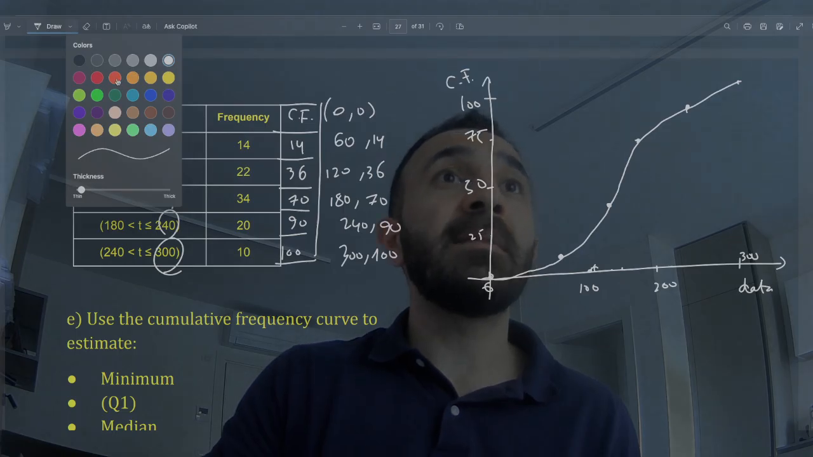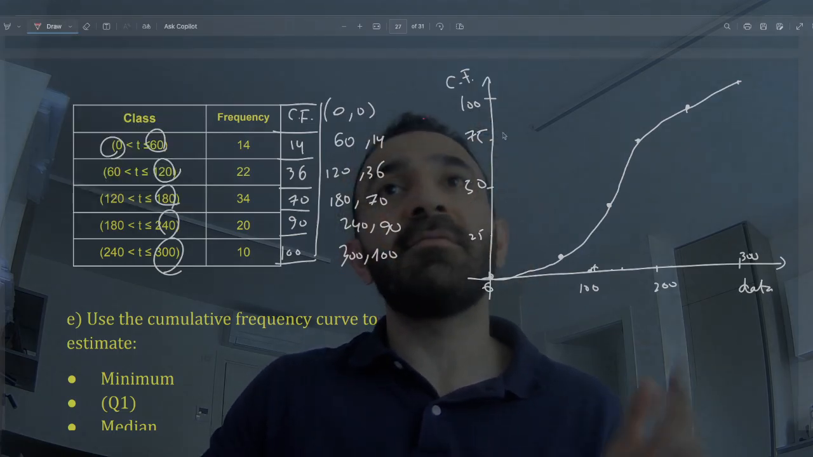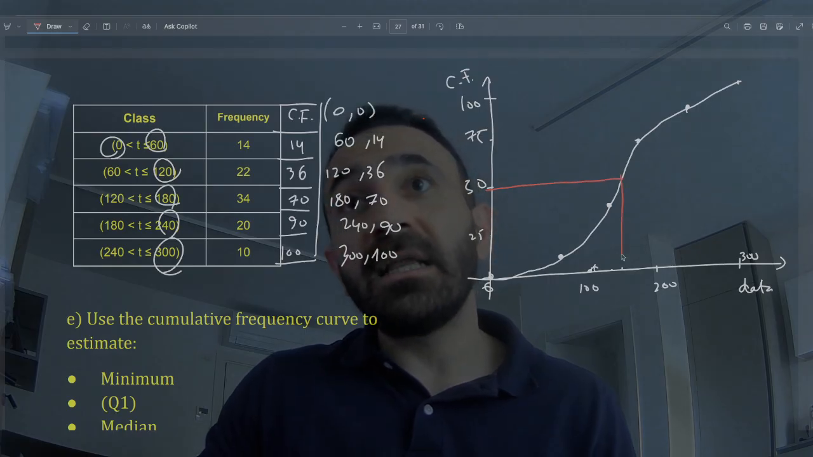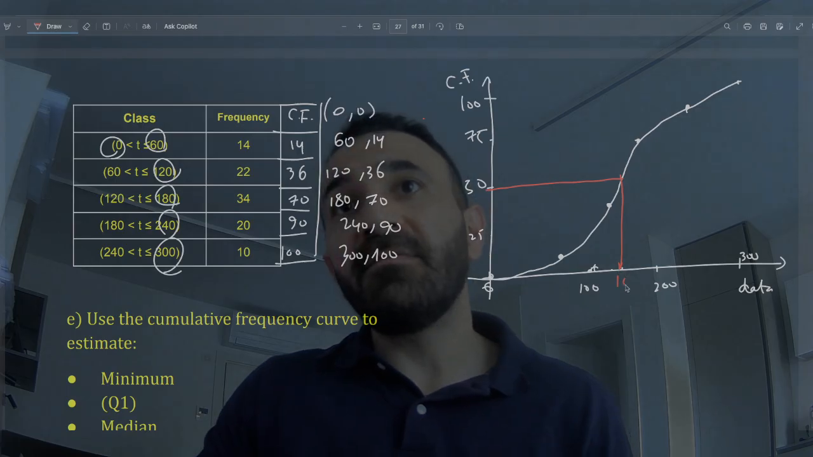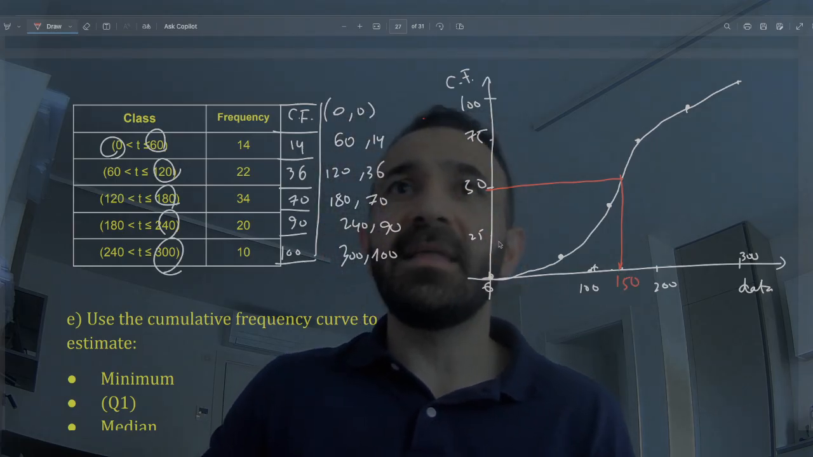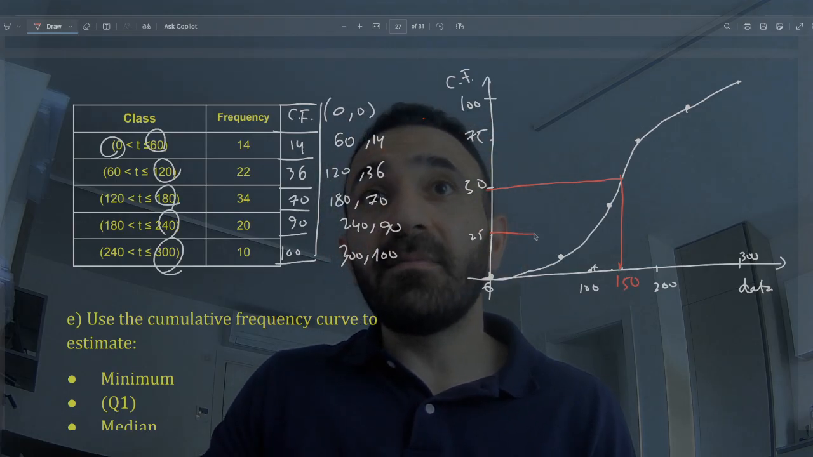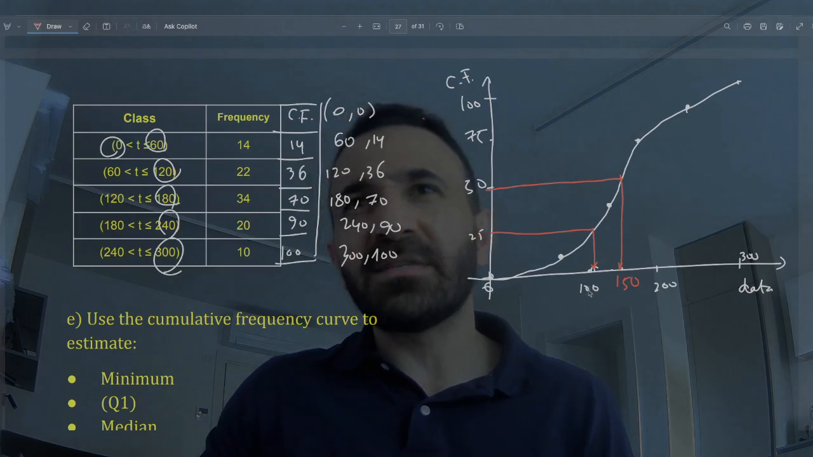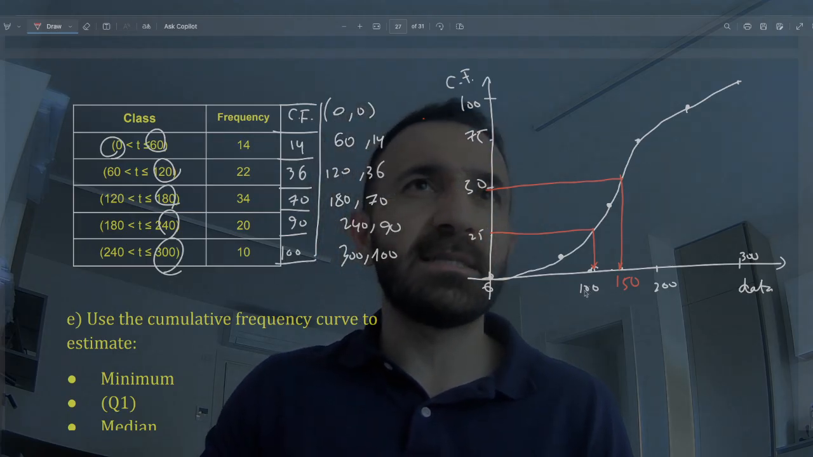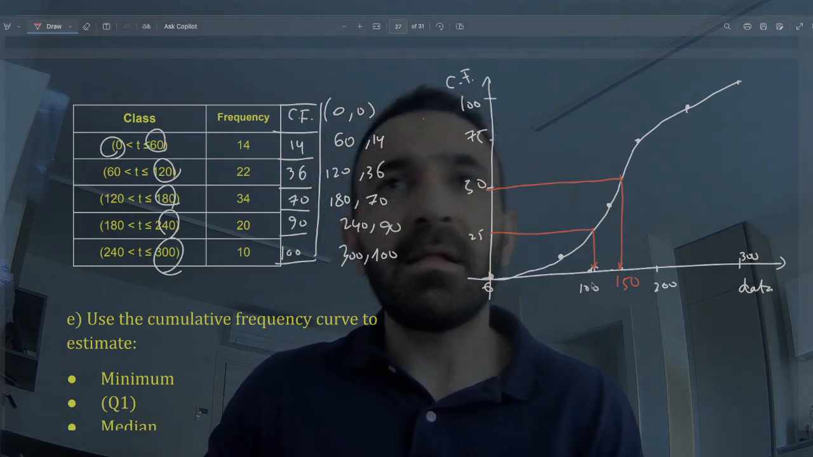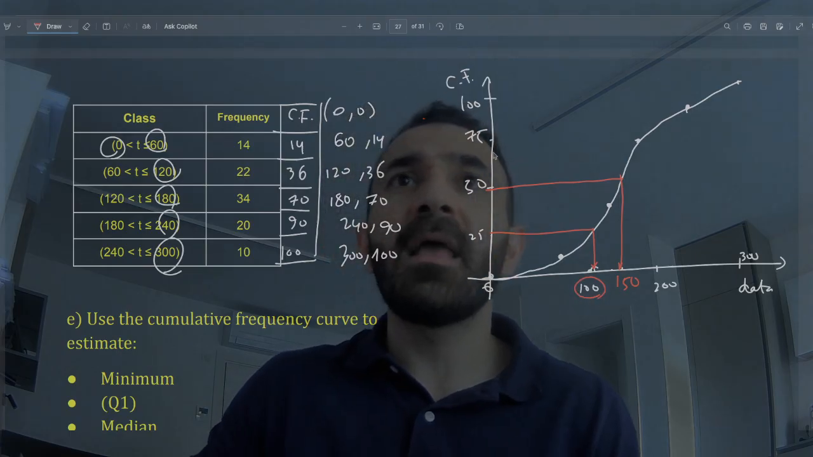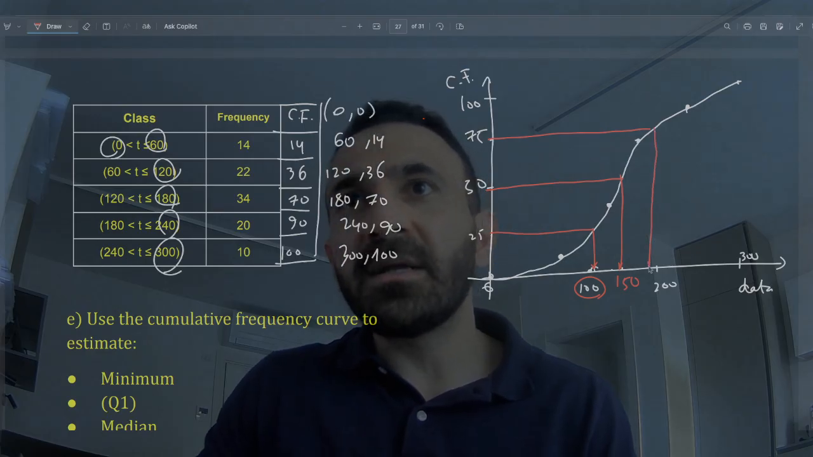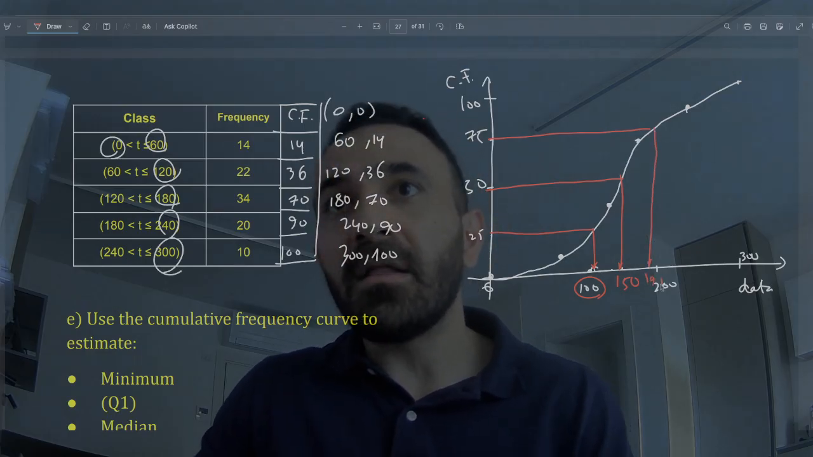Now, how can I find the mean, mode, median, everything? 100 data divided by 2. This value here leads you to the median, which we can suppose is 150. 25 leads you to the lower quartile, which apparently is 100. Maybe it's not very precise. Well, maybe it's 100. And 75 leads you to the upper quartile, which apparently is 190, maybe.